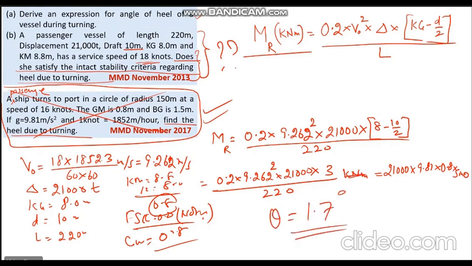What is the requirement? The heeling angle shall not be greater than 10 degrees. Correct, beta? Correct, sir. It is less than 10 degrees, so the vessel is complying with the requirements, right?